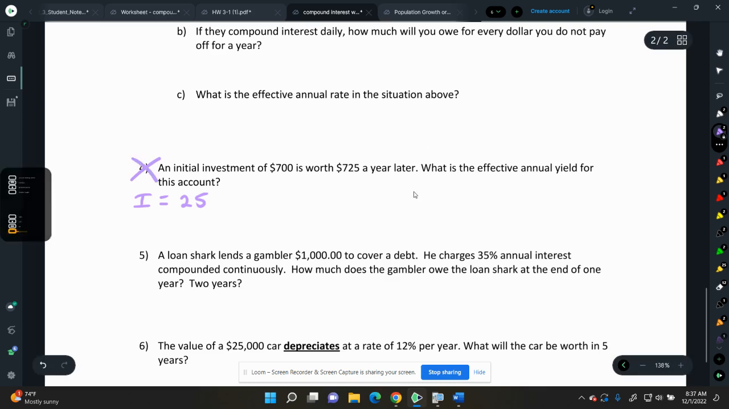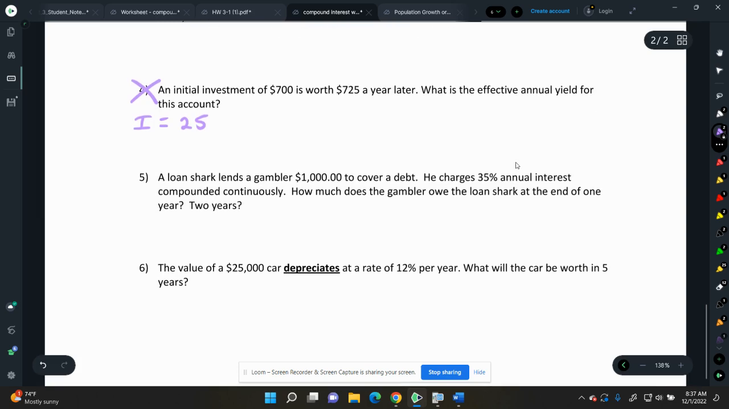Doesn't the amount change each year that you get, though? Is it not compound interest? When we talk about effective, it's not going to be compound, correct? Yeah. Okay. Number 5. Let's see. For 1 year, $1,419.07. For 2 years, $2,013.75. We good? Okay.